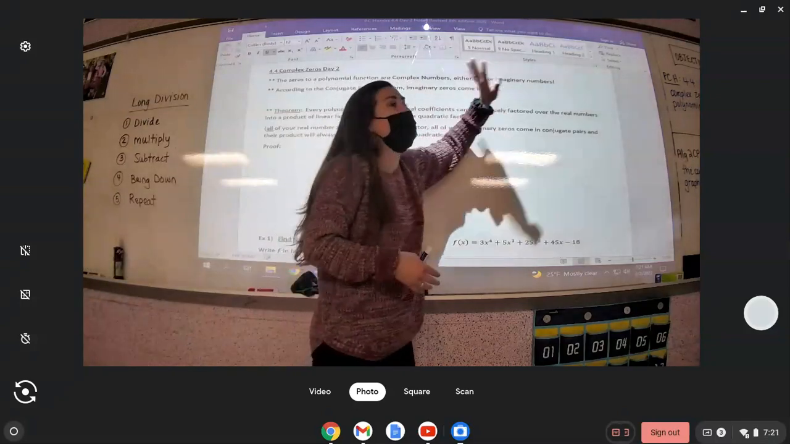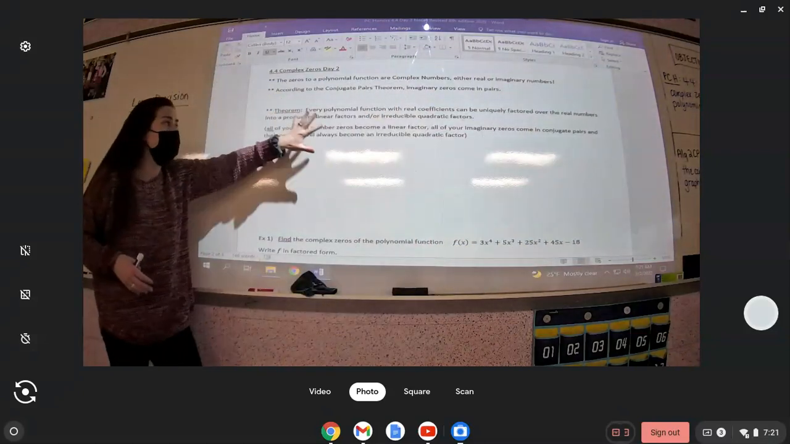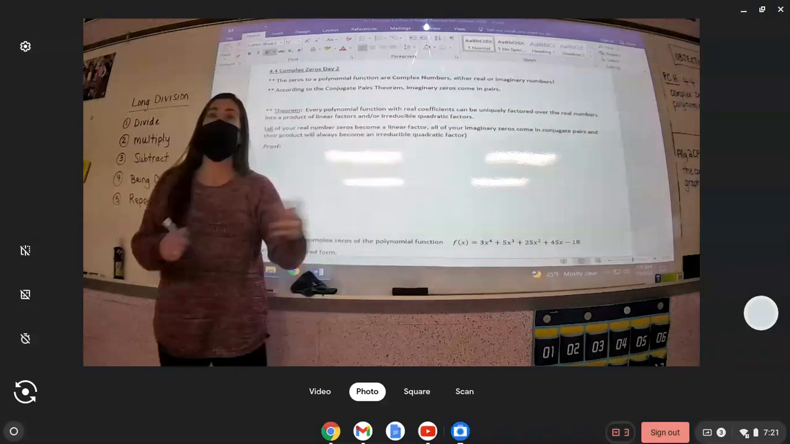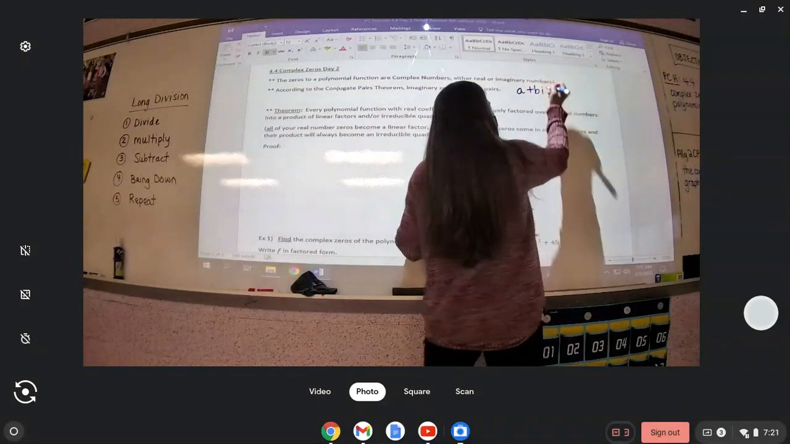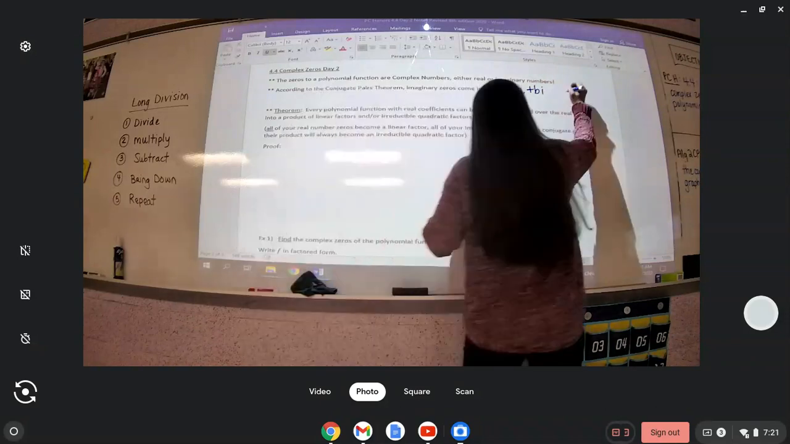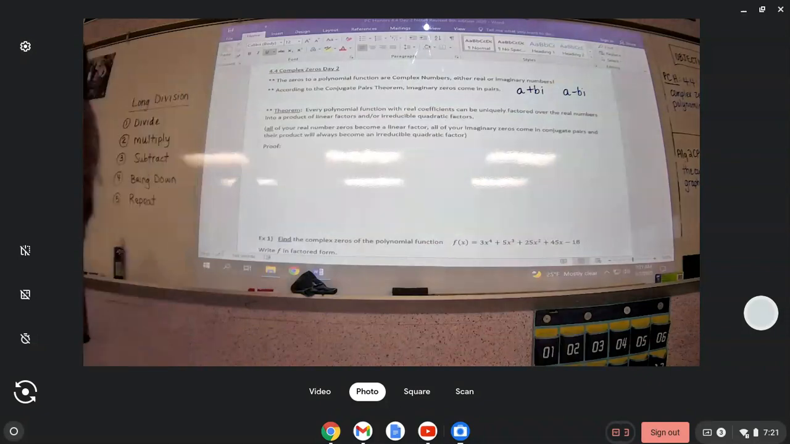All right? So just to remind you guys from yesterday, the zeros to a polynomial function are complex numbers. That means they're either going to be real or imaginary numbers. According to the conjugate pairs theorem, imaginary zeros come in pairs. So if you have an imaginary zero in the form a plus bi, then you automatically know a minus bi is also a zero. They have to come in pairs. You took the square root of something negative. That's how you got an imaginary or complex number. And when you take the square root of a square, it creates that plus or minus version, okay?